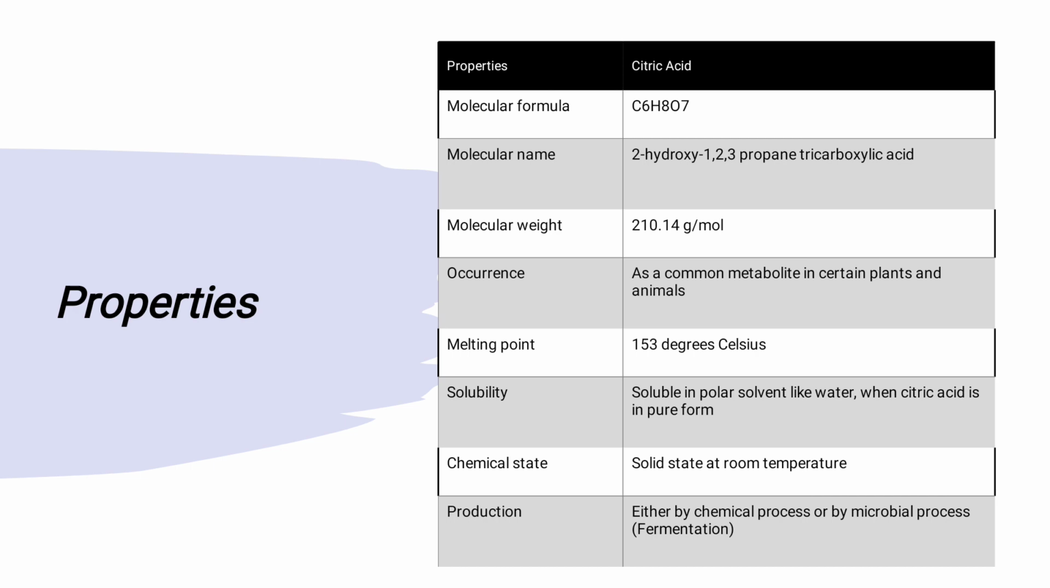Let's see the properties of citric acid. The molecular formula is C6H8O7 and the chemical name is 2-hydroxy-1,2,3-propane tricarboxylic acid, and the molecular weight is about 210.14 grams per mole. Occurrence: it occurs as a metabolite in certain plants and animals. The melting point is 153 degrees Celsius, and in pure form it is soluble in polar solvents like water. The chemical state is solid at room temperature. The production is either by chemical process or by microbial process through fermentation.